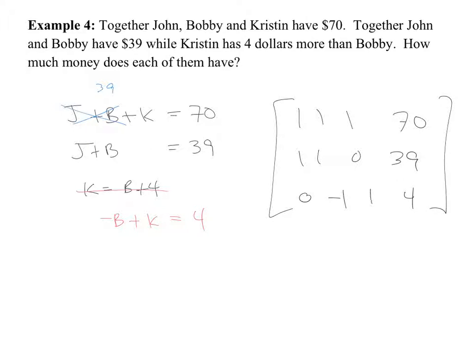What do you end up getting? What do you got? B is equal to 27, K is 31, and J is equal to 12. Good. All right, last one.